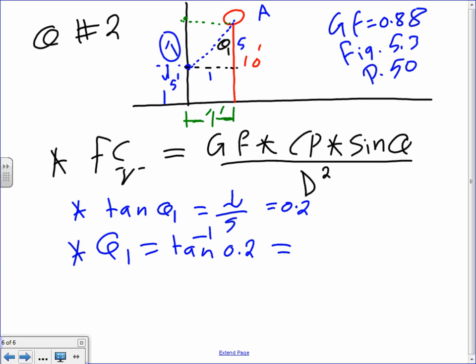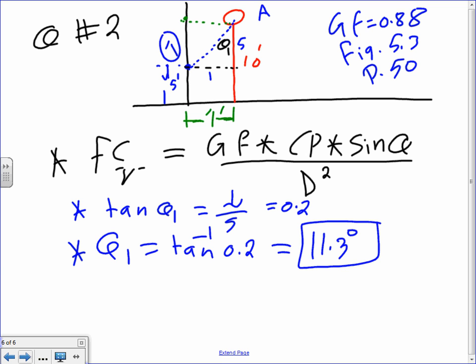11.3 degrees. How much? 11.3 degrees. Anybody can second that? Second? Okay. 11.3 degrees. Very close. Can you guys see it's very close? Okay, now.